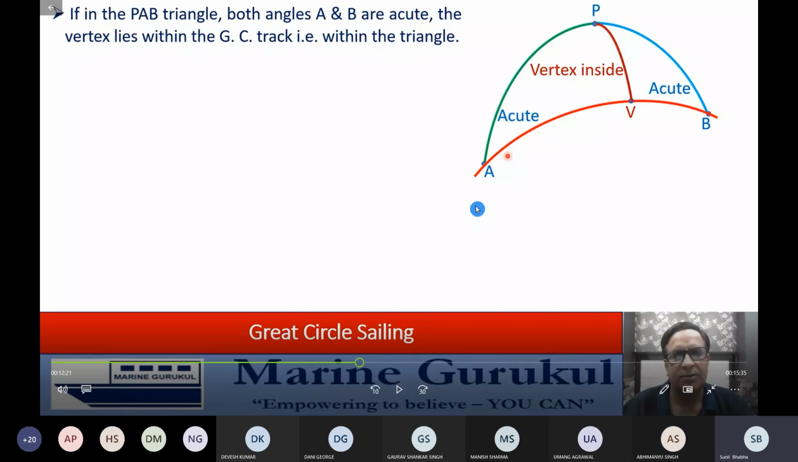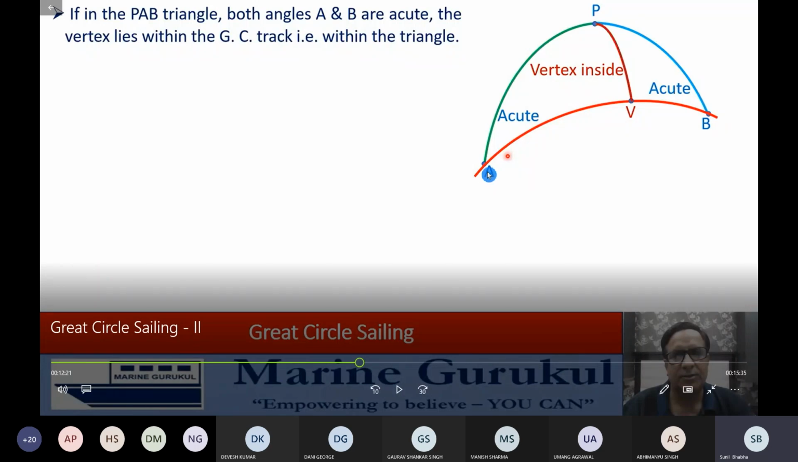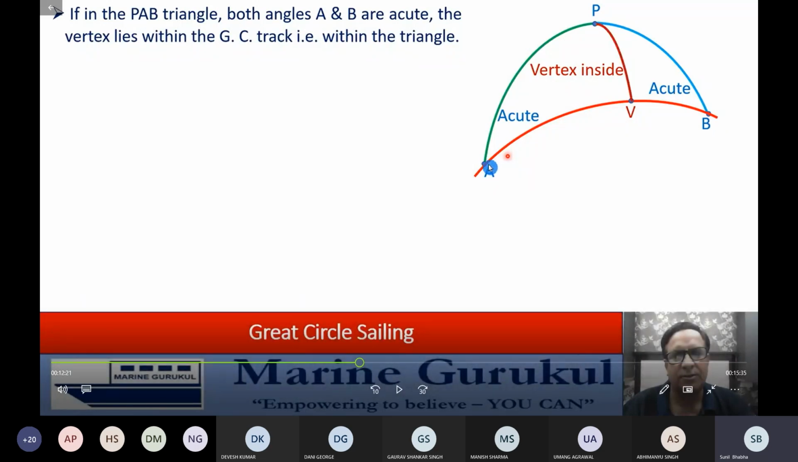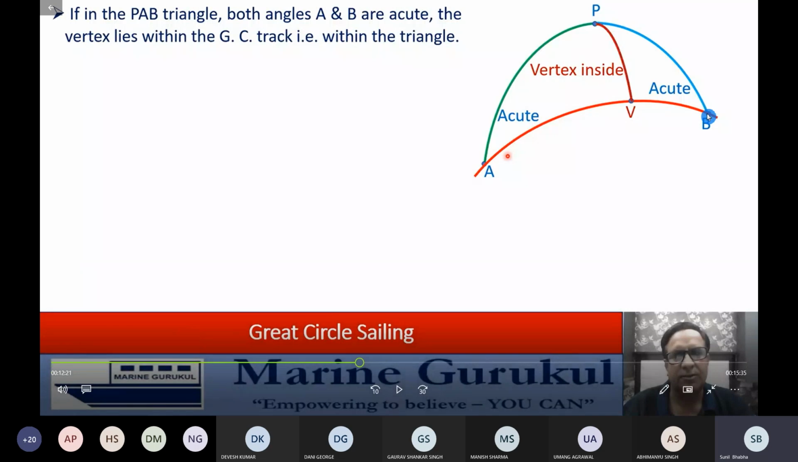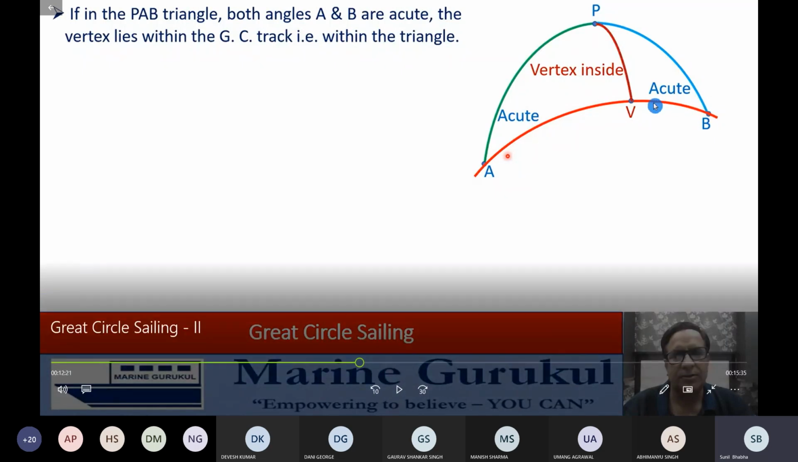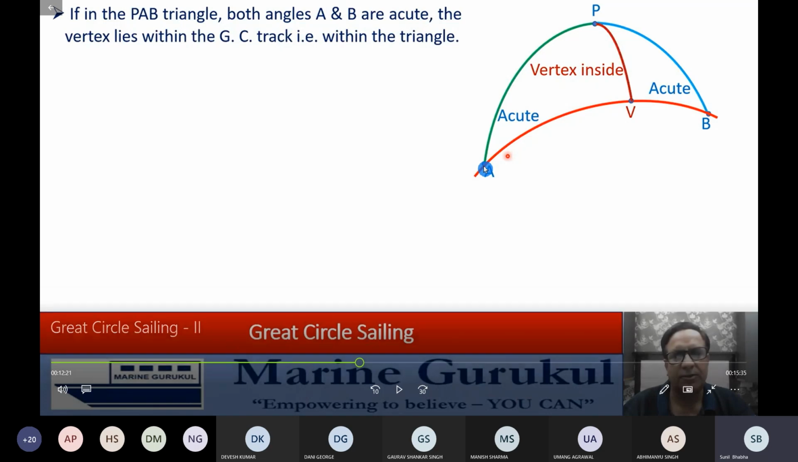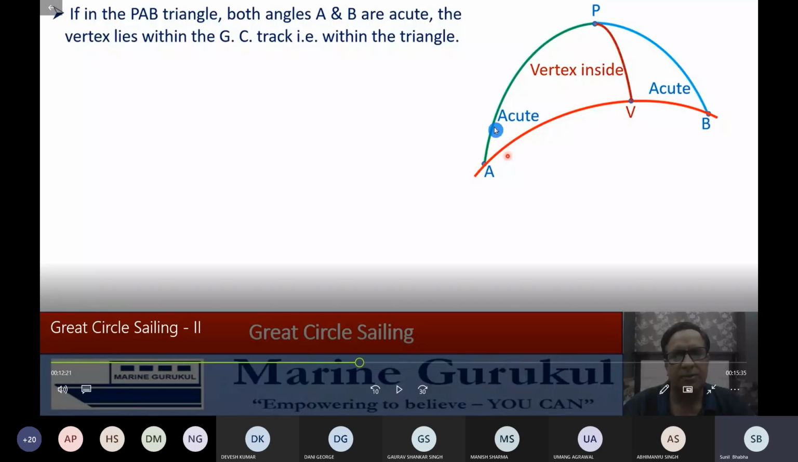Clear, sir. Okay, so the important thing we have to check is: when we solve the PAB triangle, first of all we will be finding the great circle distance. As usual, just as we did before, we will find out the great circle distance exactly the same way. After the great circle distance, the next thing we are going to find out is angle A and angle B. We have to find out these two angles.